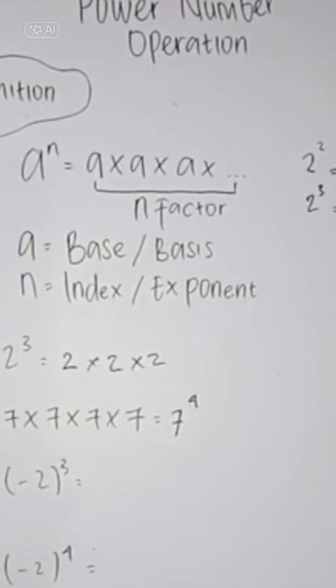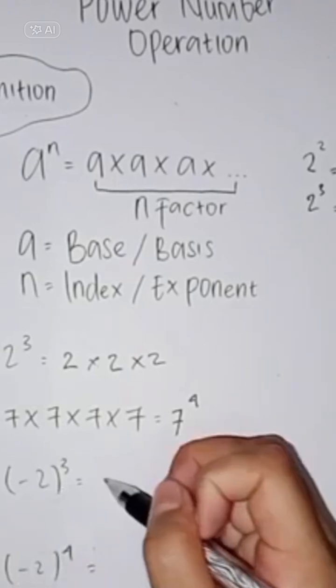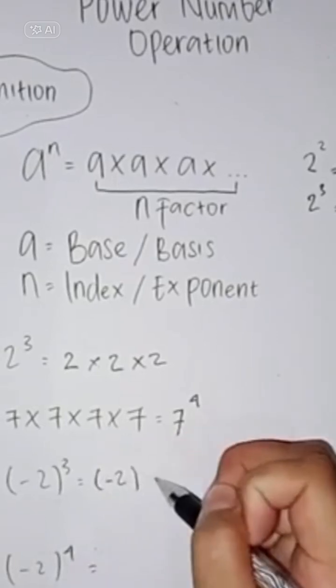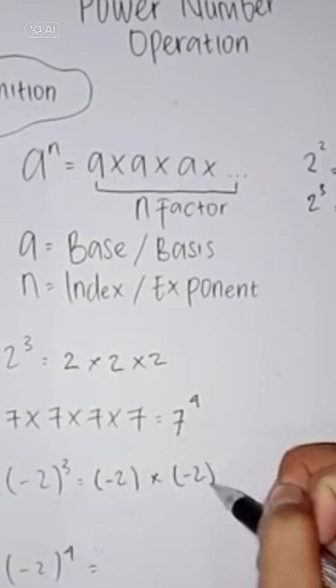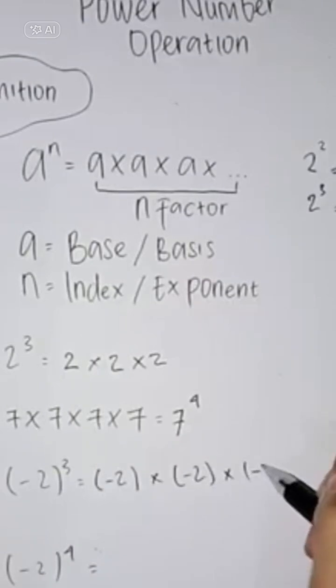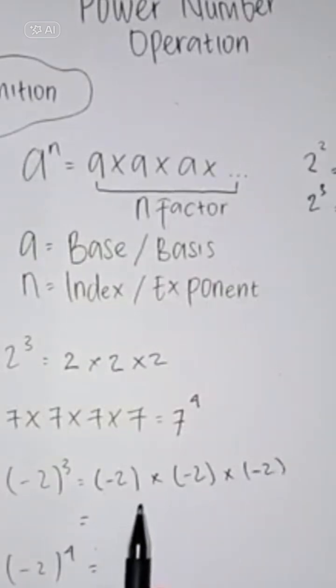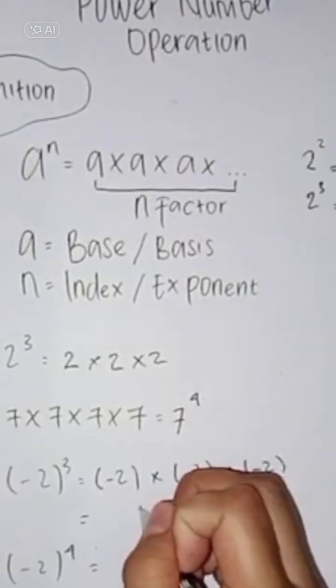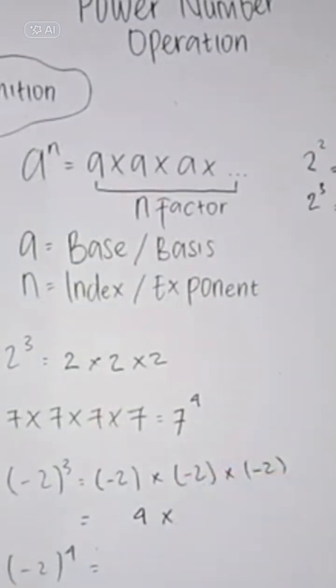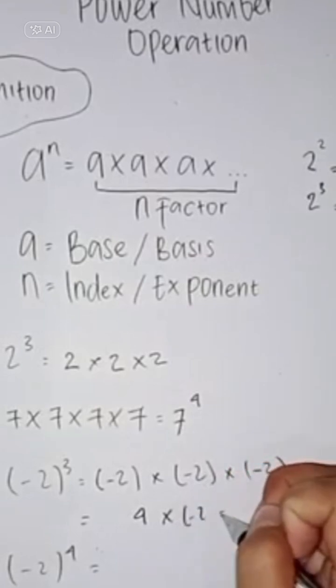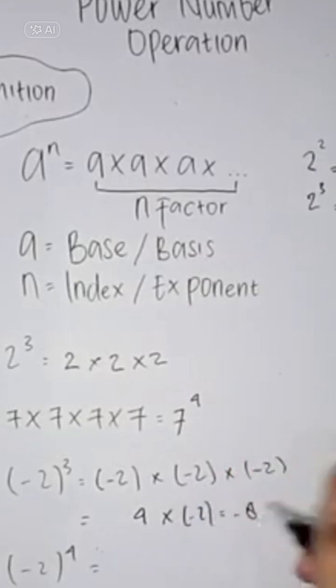Next, if the base is a negative number, for example, we have negative 2 to the power of 3, it means negative 2 times negative 2 times negative 2. If we find the value, negative 2 times negative 2 equals 4. 4 times negative 2 is negative 8.